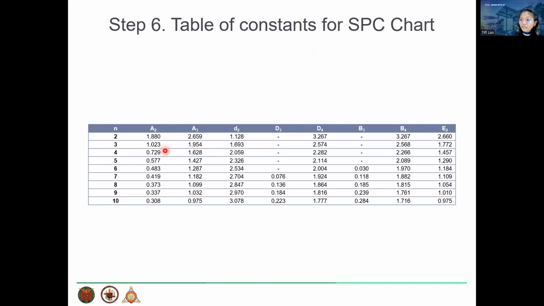Ito yung A2. Meron tayong table of constants for SPC, which I'm going to upload mamaya. Itong table, basically these constants: meron kang A2, A3, D2, D3, D4, E2. Tapos meron kang 5 observations, like sa ating example, then yung A2 mo is 0.577. So the constants depend on the number of observations. Is that clear?